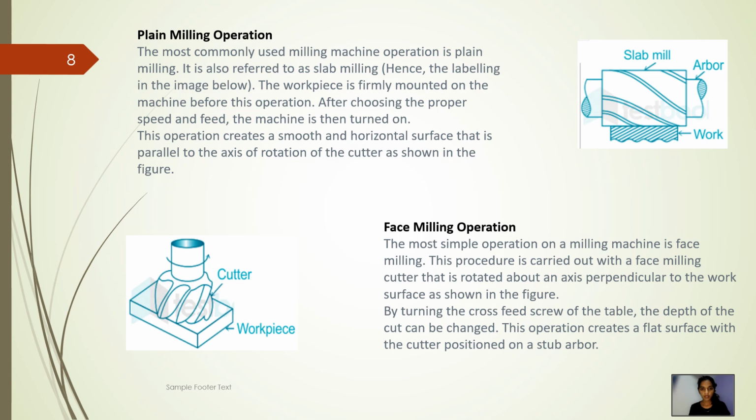The most simple operation on the milling machine is face milling. This procedure is carried out with a face milling cutter that is rotated about an axis perpendicular to the work surface, as shown in the figure. By turning the cross-feed screw of the table, the depth of the cut can be changed. This operation creates a flat surface with the cutter positioned on the stub arbor.